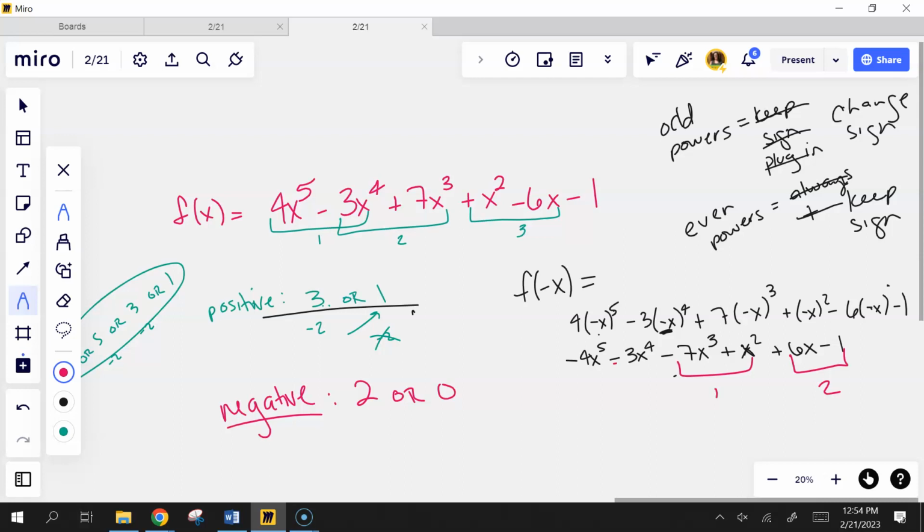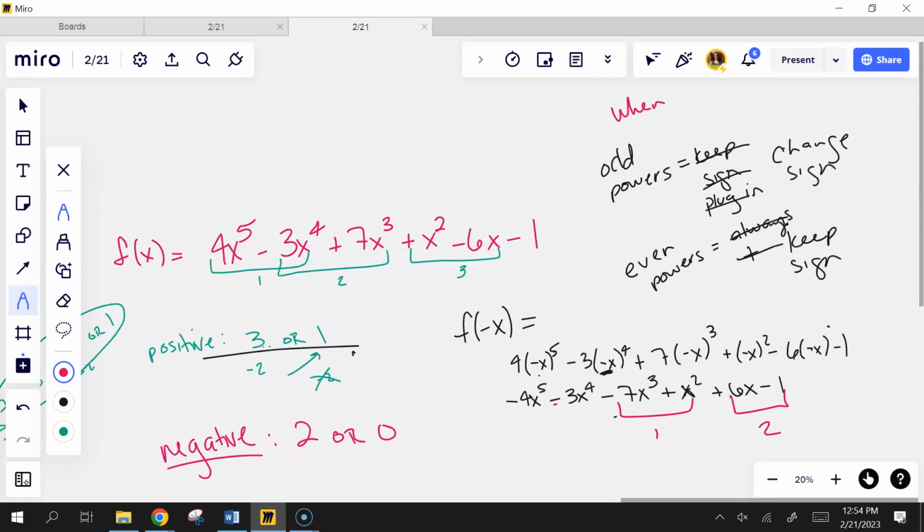Because you're plugging it, this is only when you plug in negative x. So if you raise a negative number to an odd power, no matter what that odd power is, it's going to stay negative. So if I plug in a negative that wasn't there before, it's going to change the sign of whatever was there. It became positive.